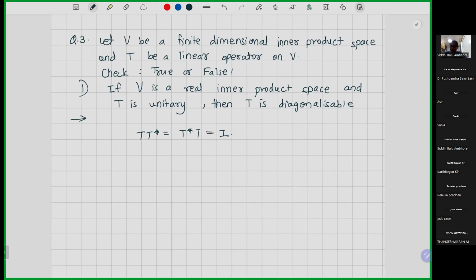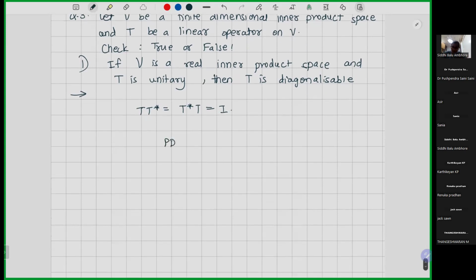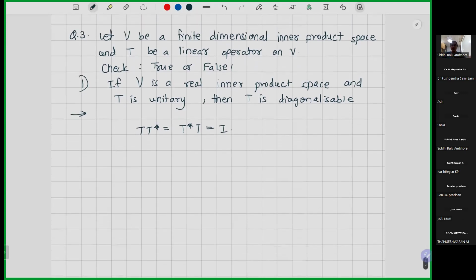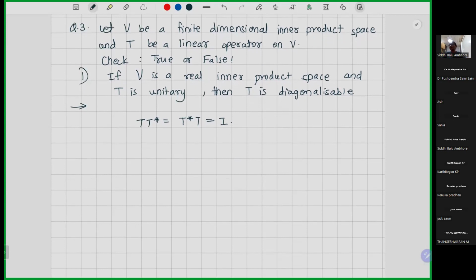I hope you know what T diagonalizable means: that there exist P and D such that the matrix of T is PDP inverse, where P is invertible and D is diagonal with the eigenvalues as entries. But we are not going to do this. There were many properties which we used to conclude whether a linear transformation or matrix is diagonalizable or not, like having distinct eigenvalues and corresponding eigenvectors and so on. But for now, V is just a real inner product space and T is unitary. Can we conclude that T is diagonalizable?